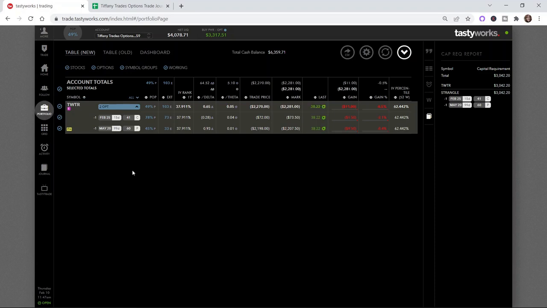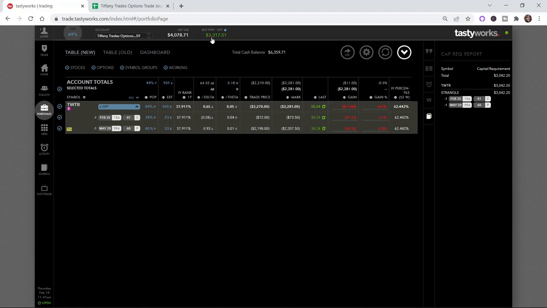The ideal scenario is that I can just close this sometime by the end of next week for about 50% profit or more, or I can just continue to roll it or roll it up for credit or roll it down for credit, depending on what the price action is doing.